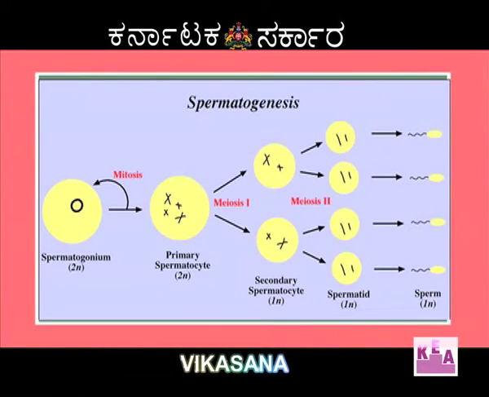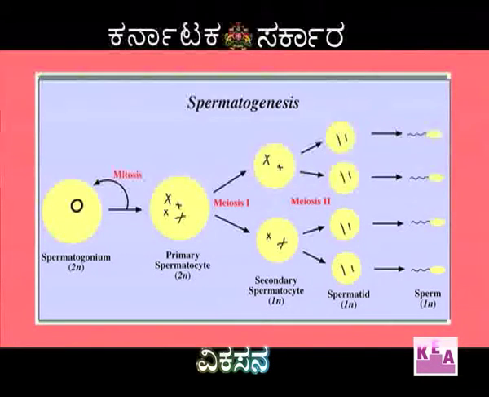As you already know, during spermatogenesis, a spermatogonium, which is a diploid cell, becomes a primary spermatocyte when growth occurs. A primary spermatocyte undergoes the first meiotic cell division to form 2 secondary spermatocytes. That means the secondary spermatocyte is in haploid condition.